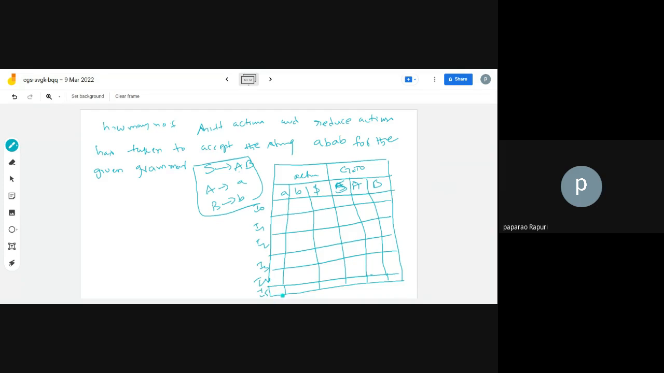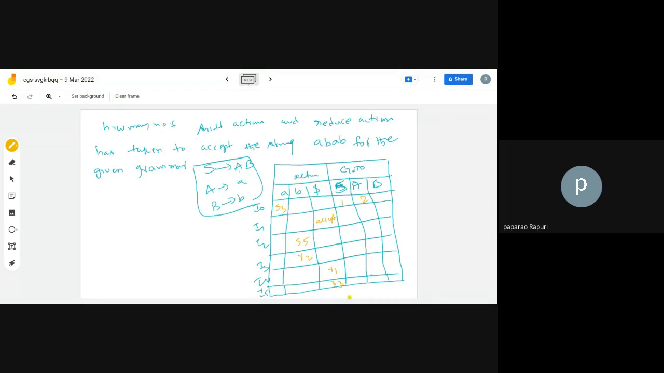I5. So these are the things, sir. So the table entries are: I0 on A, S3; I0 on A, S3; and I0 on here it is 2, and it is 1. I1 on accept. I2 on B, S5; I3 on B, R2; I4 on dollar, R1; I5 on dollar, that is R3.